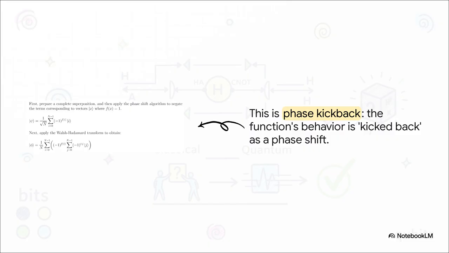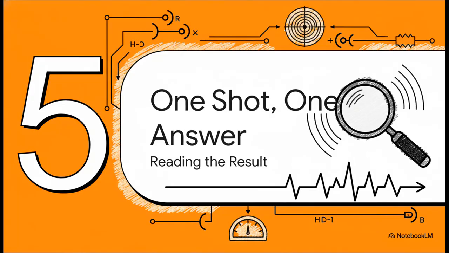The function essentially kicks back information about its output into the phase of our input qubits. So if the function's output is a 1 for a particular input, it flips the phase of that component in our superposition. If the output is a 0, it leaves it alone. This creates a hidden pattern of these phase shifts across the entire system, a pattern that perfectly reflects whether the function is constant or balanced. So now the answer is encoded in the phase of our system. It's there, but it's hidden. We just need one last step to make that secret information pop out so we can read it.